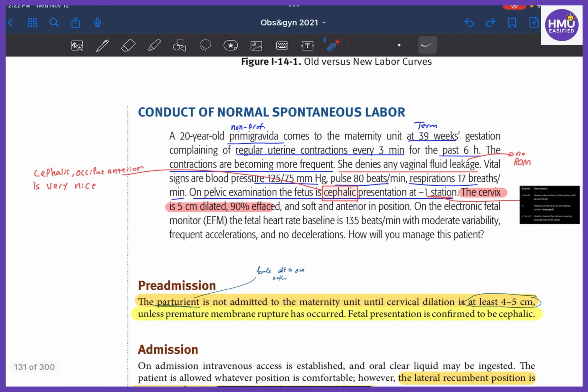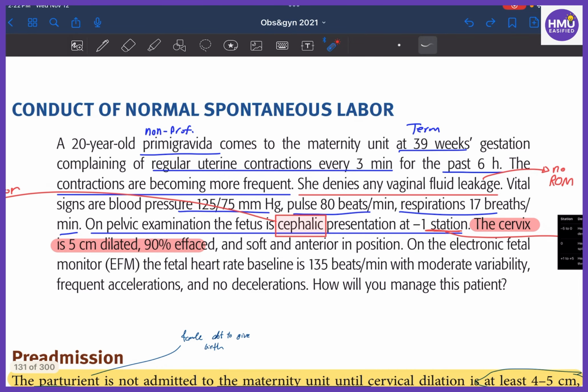So let's just read the case for some general knowledge. A 20-year-old gravida, so a nulliparous woman, comes to the maternity unit at 39 weeks, nearly term, complaining of regular uterine contractions every 3 minutes for the past 6 hours. Okay, so it's been 6 hours and she's been having regular uterine contractions.